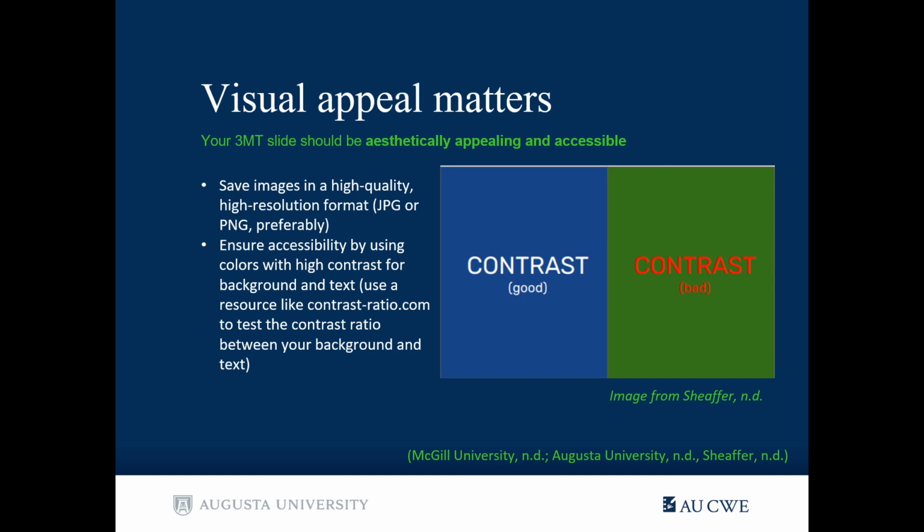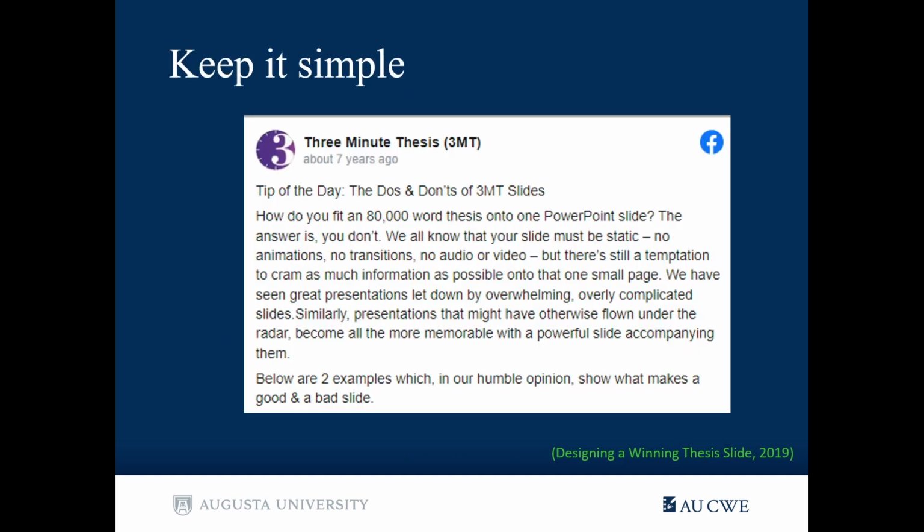Thinking about the details of your visual appeal also matters to accessibility and who is going to be able to actually appreciate your image. The 3MT slide should be visually and aesthetically appealing, but it should also take stock of things like color contrast. You can ensure accessibility by using colors with high contrast for background and text, and use a resource such as contrastratio.com to test the contrast between your background and your text.